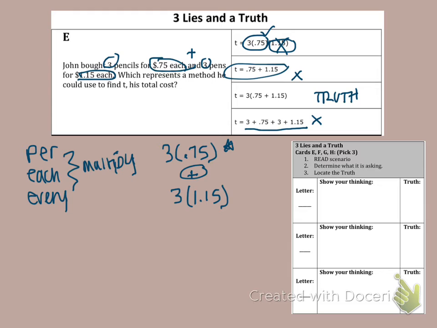And this is the truth. Okay, so according to our distributive property, we multiply the outside by both the numbers inside. So 3 times 0.75, then bring your plus sign down, and 3 times 1.15. Oops, can't see that. Okay, so here, this was letter E. Show your thinking. 3 times 0.75 plus 3 times 1.15. And your truth, I'm going to just say distributive property because that's what we did.